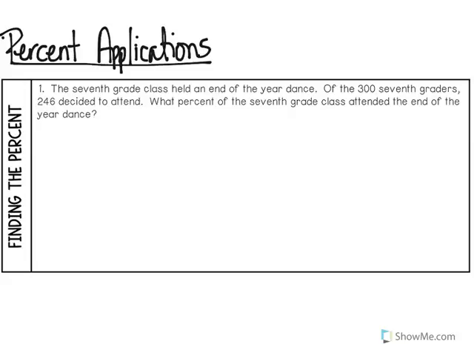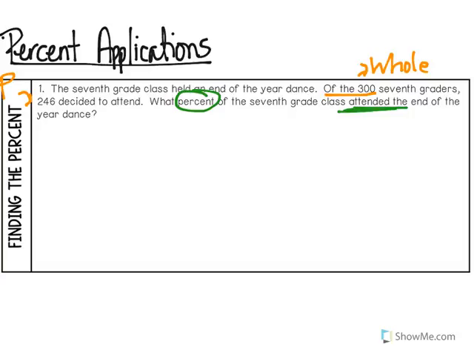So when I look back at this and I look at my first sentence, there's not very much information I need. But if I look at my next sentence where it says of the 300, that 300 would tell me that's my whole. I have 300 7th graders. And then it says 246 decided to attend. That's my part. The question wants to know what is the percent that attended. Always key to find out what percent they're looking for.